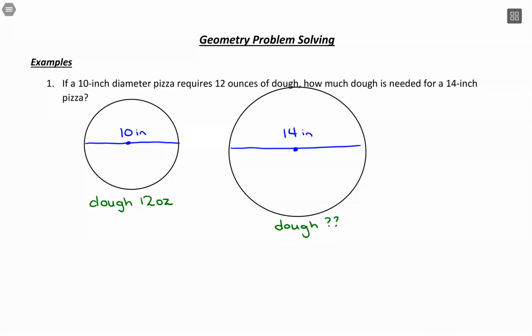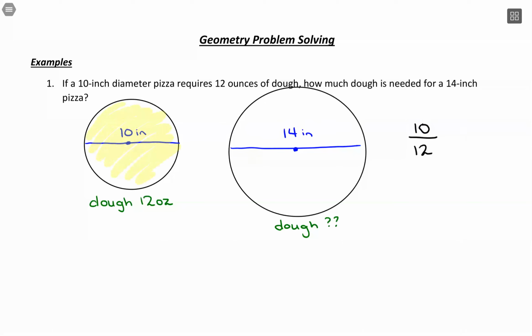Now, a common mistake with this one is to use the diameter itself. So for example, making a proportion of 10-inch diameter to 12 ounces of dough. And where that causes an issue is because that number 10 doesn't really bring through the idea of a circle at all. That 10 is just a distance. So this amount of dough that's required isn't just based on the diameter. What we need to think about is that the amount of dough used is based on the area of the circle. So we're not going to use diameter.